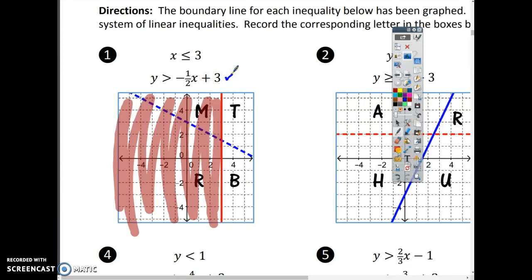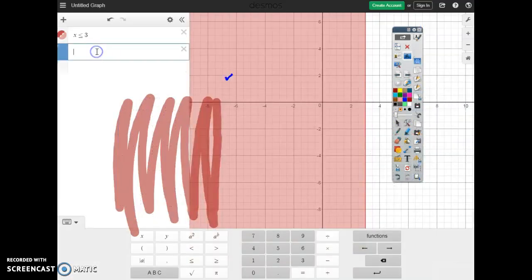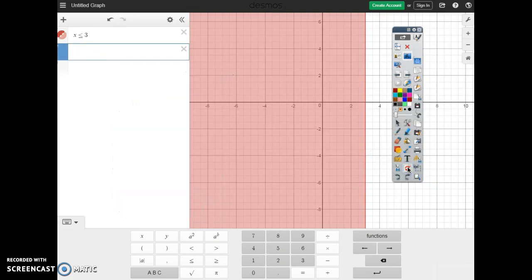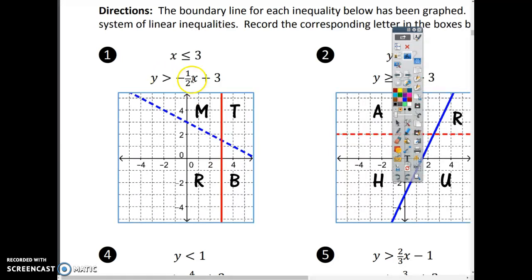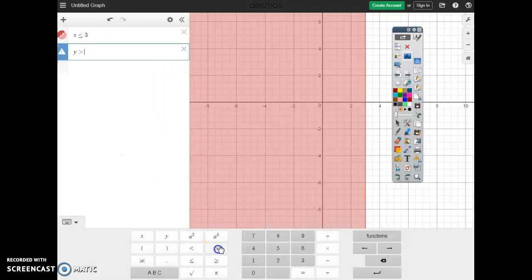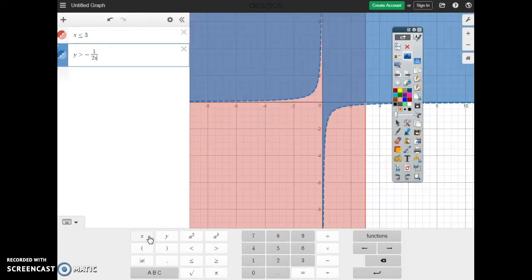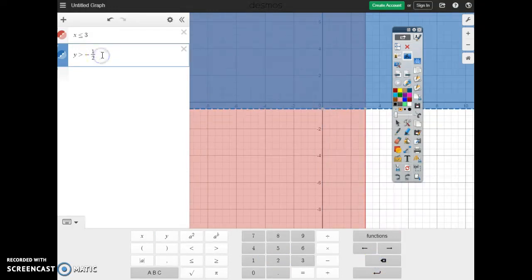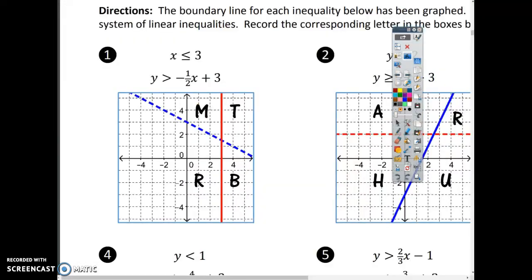So this one right here, you're going to put it in. Now I'm going to show you a trick real quick. Can you give me this paper? This paper. I'm going to show you a trick real quick on the calculator. You can put them both in at the same time. So this is y greater than negative 1/2 x. Oops, I need to put the x next to it. Plus 3.